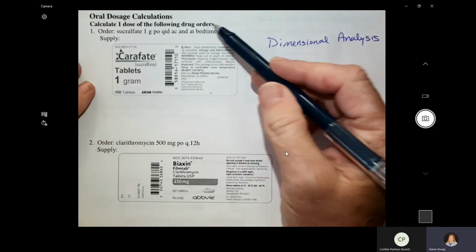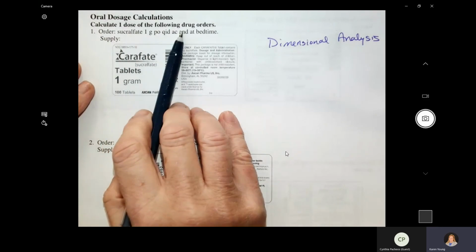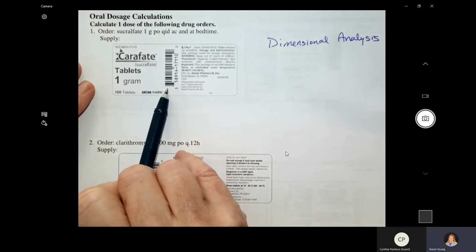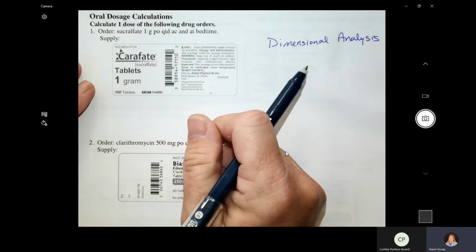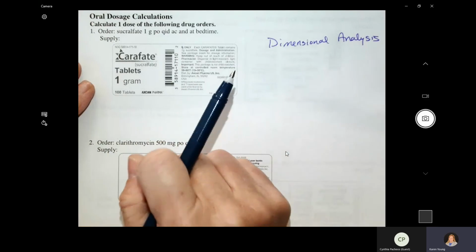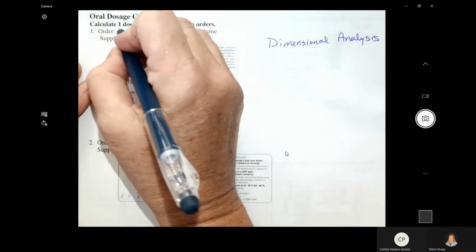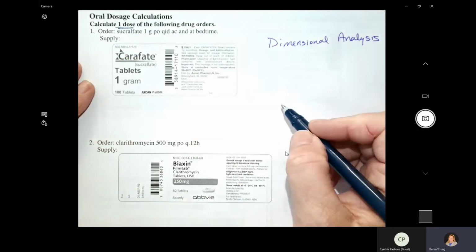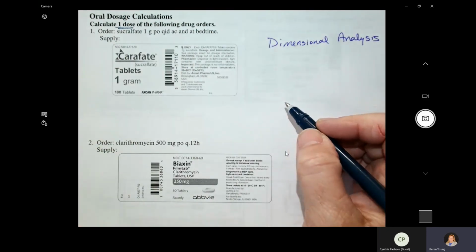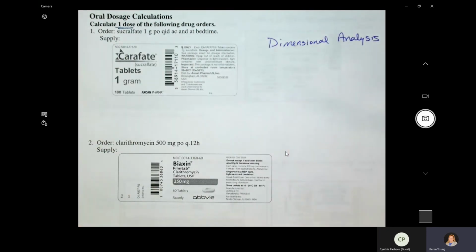This is asking, calculate one dose of the following drug. Sometimes I say, how much medication will you administer? But it's always going to be for one dose, okay? So we're always looking for one dose of medication. We may say, first, what is one dose, and then how much are we going to give over 7 days, or over the whole day, depending on the dosage. But right now, we're just calculating one dose.